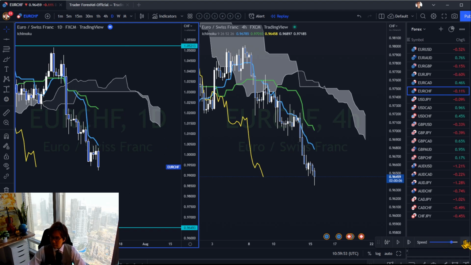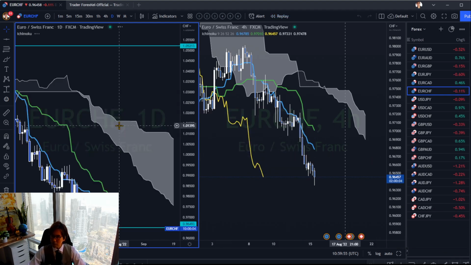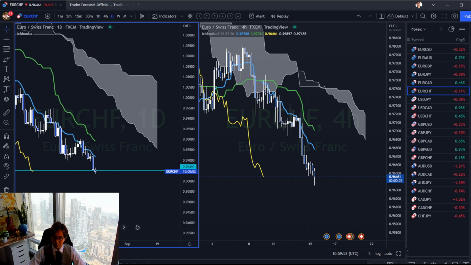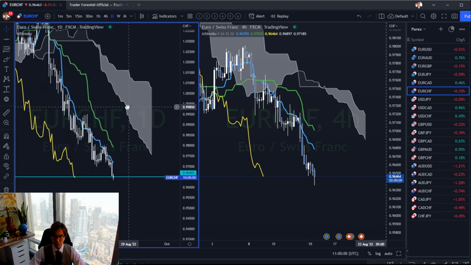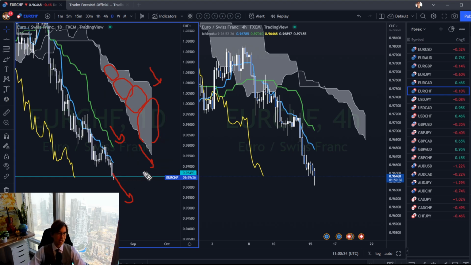But for today, let me focus on the daily time frame and the 4 hour time frame, to see which pair is trending and ranging. So again, Euro Swiss franc, as of now, Kumo thickness is nice. Kumo is getting thicker and thicker and longer. So this is showing a stable downtrend in the long term. And Senkou Span B is down, Senkou Span A is down, plus Kijun Sen is down. So this is really a nice downtrend, right?